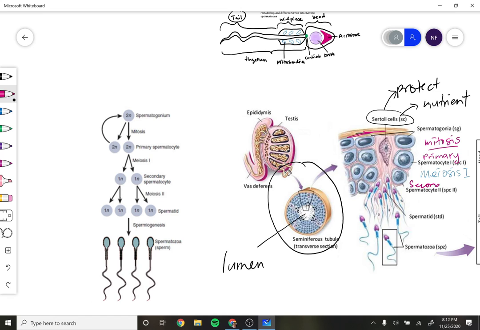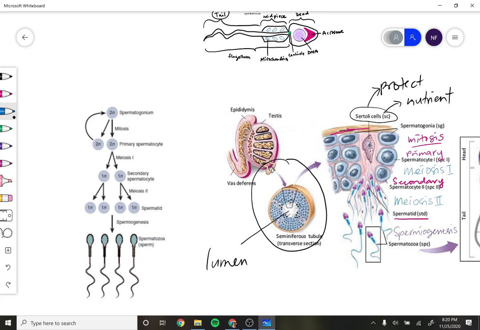The secondary spermatocyte will continue with the second meiotic division, and thus it will produce spermatids. So both secondary spermatocytes and spermatids are haploid cells, while spermatogonia and primary spermatocytes are diploid. A spermatid is not a mature sperm yet, so it will undergo spermiogenesis to develop into a mature spermatozoa.